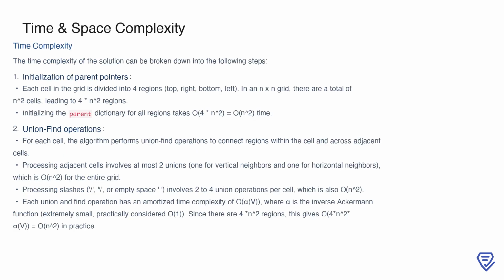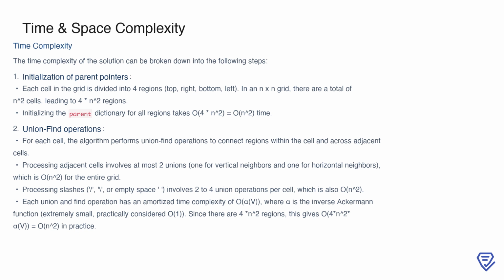The time complexity of our solution can be analyzed in 3 main steps. First, we initialize the parent pointers for the union find data structure. Since each cell in the grid is divided into 4 regions and there are n squared cells in total, this results in 4 n squared regions to initialize. This process is straightforward and takes n squared time.